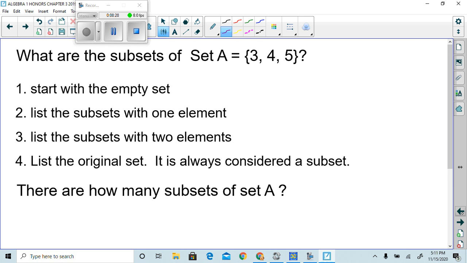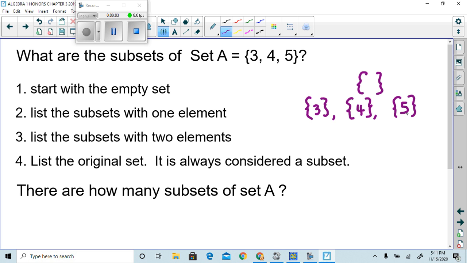Well, let's keep talking about subsets. If I give you set A with members or elements 3, 4, and 5, how can I write all of the subsets? They tell us to start with the empty set because an empty set is always a subset of the original set. Then they suggest that we write all the sets that have only one element. This would be 3. 4 would be another subset. 5 would be still another.